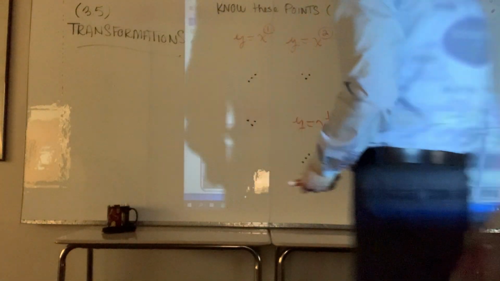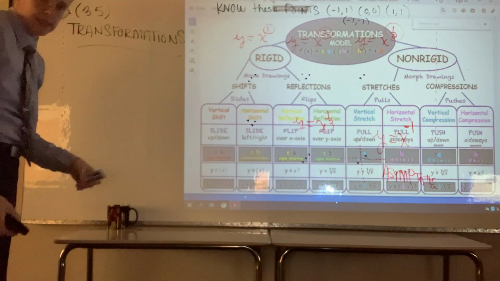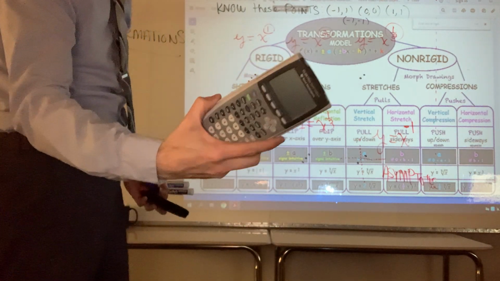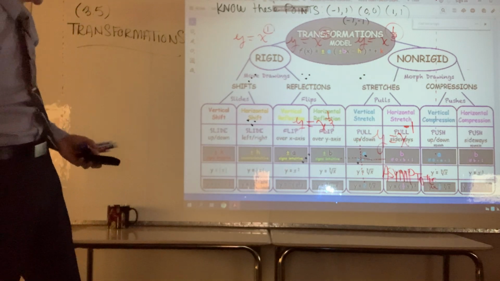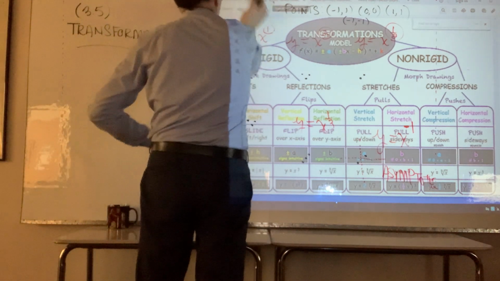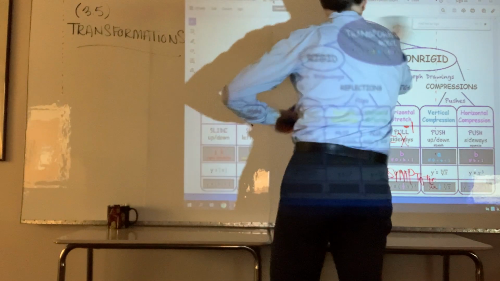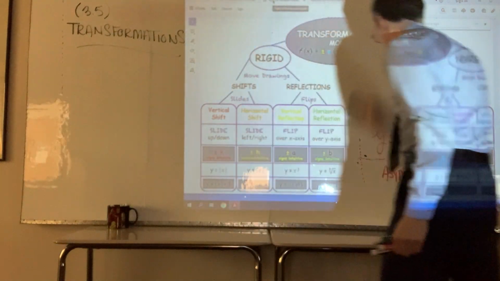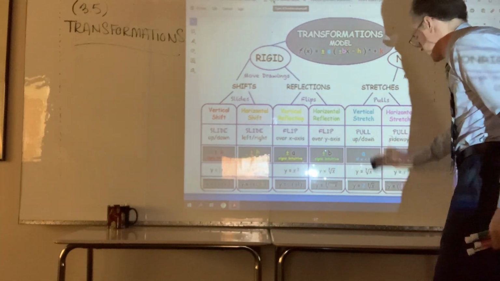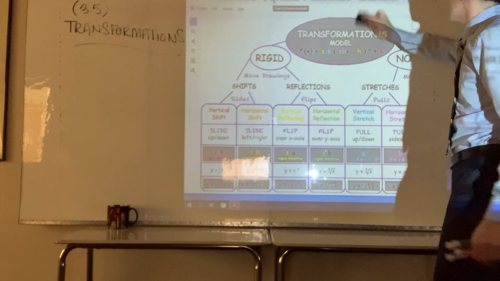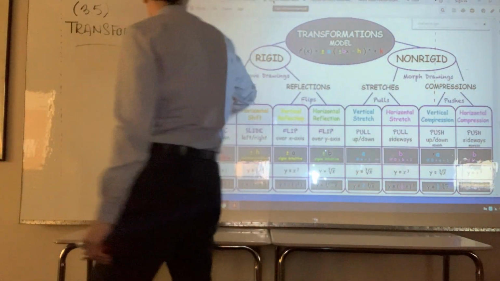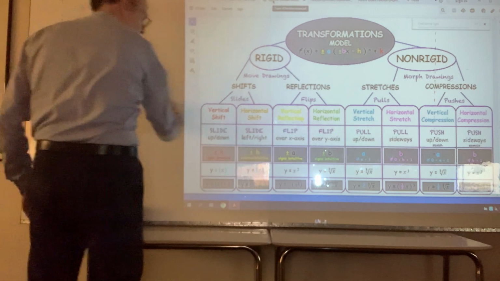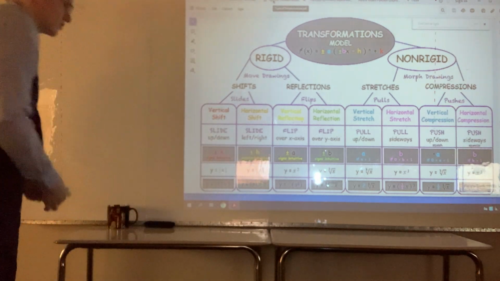I don't have a Texas Instruments calculator on this computer, unfortunately, so I'm going to have to show you anything I can on this, or else doodle by hand. Get this out of the way. All right. Now, here are the transformation effects.